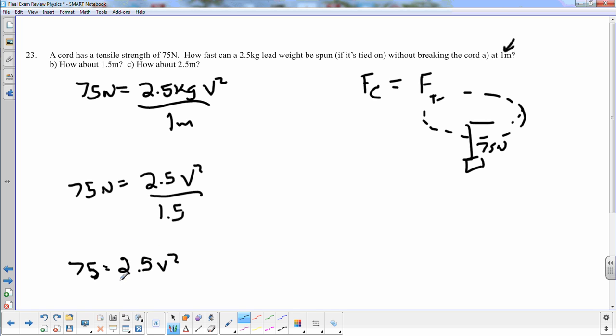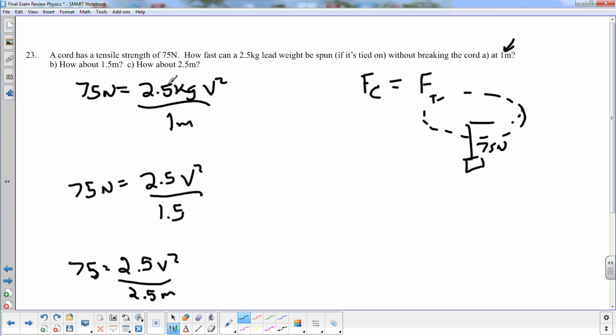I'm abbreviating the algebra, trying to save you guys some time because this has been going for like more than an hour. 5.47 meters per second. That's the answer for that.